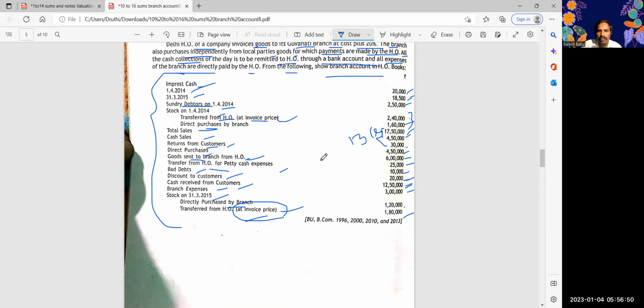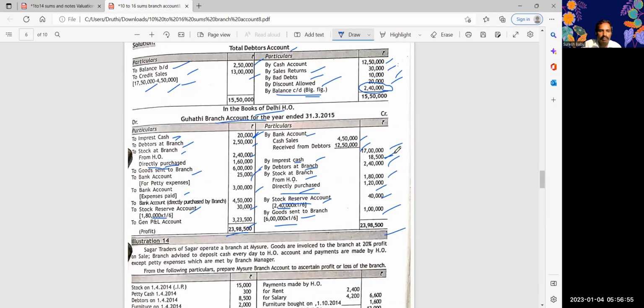Direct purchases, how much? 4,50,000. Yes, it is direct purchase. See, branch account debtor to bank account, it is written. See, it is very, very important. Why has this to bank account been written? Because money is being paid by the head office. We are purchasing, but you cannot write to purchases. You need to write to bank. See, 4,50,000. This is the notable point.